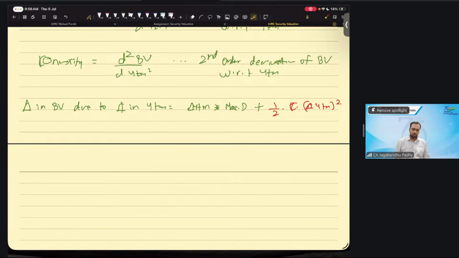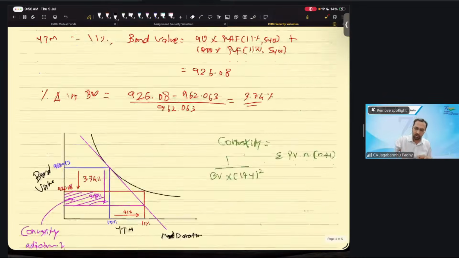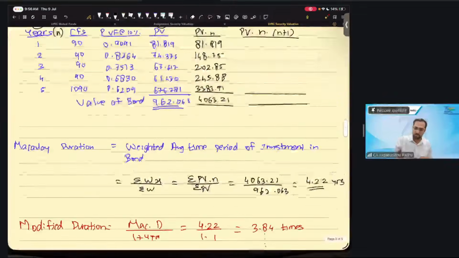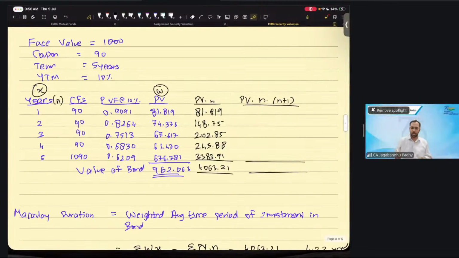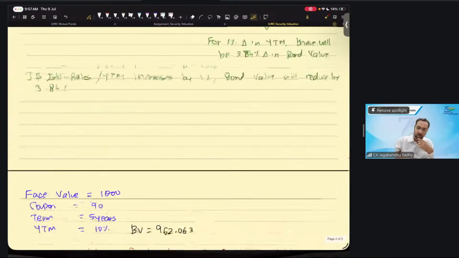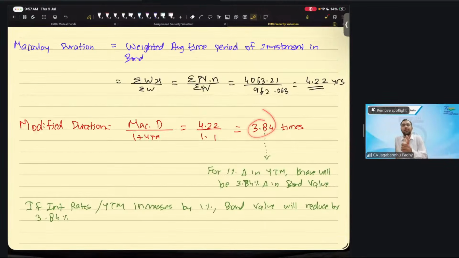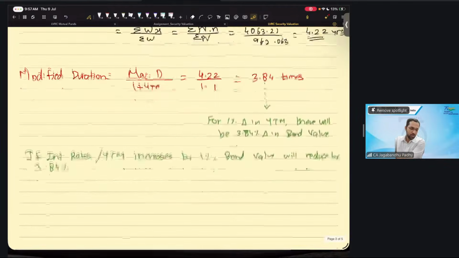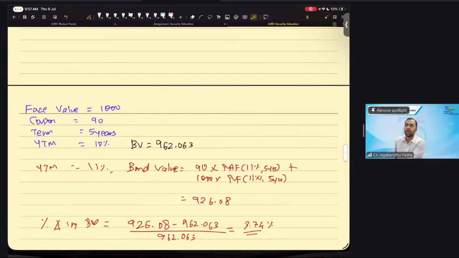Okay, so if you just want to check with our numbers, you can calculate these numbers and substitute in this, and you'll be able to see that the difference which we initially observed, 3.74 and 3.84, so 0.10, the difference which we saw, was due to that convexity. And when you fit in that convexity adjustment, it's going to be completely matching. Okay, so that is your Macaulay duration, modified duration, and convexity.